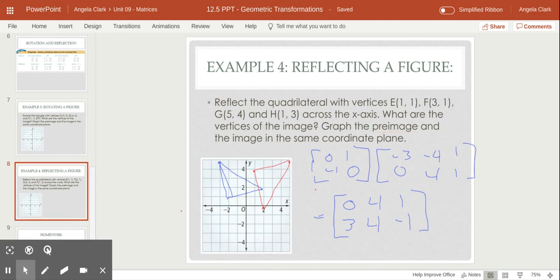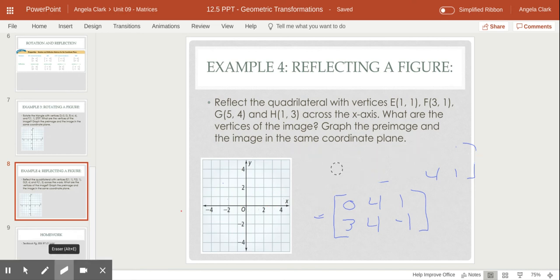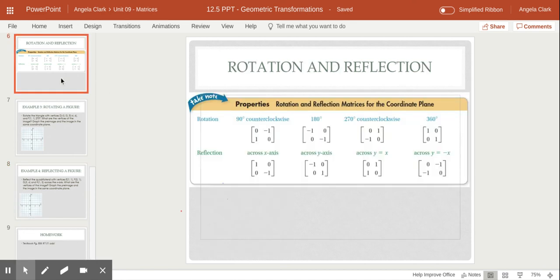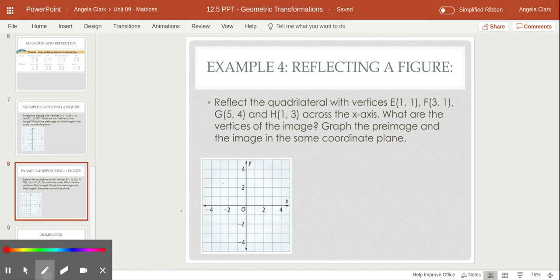So we have a quadrilateral with the given vertices reflected across the x-axis, and we're finding the image matrix, and we're going to graph both of them. So before we do that, we need to figure out what the transformation matrix is for a reflection across the x-axis. So let's go back up here. Reflection across the x-axis is 1, 0, 0, negative 1.